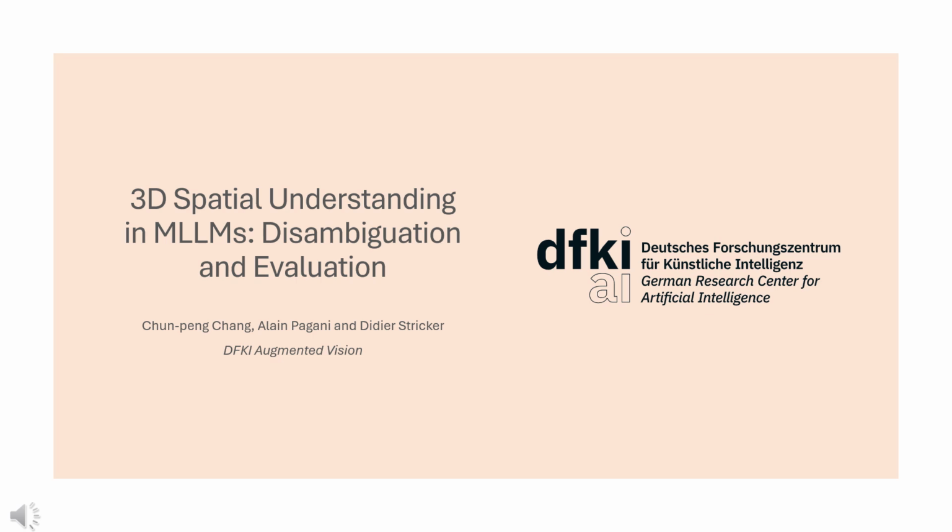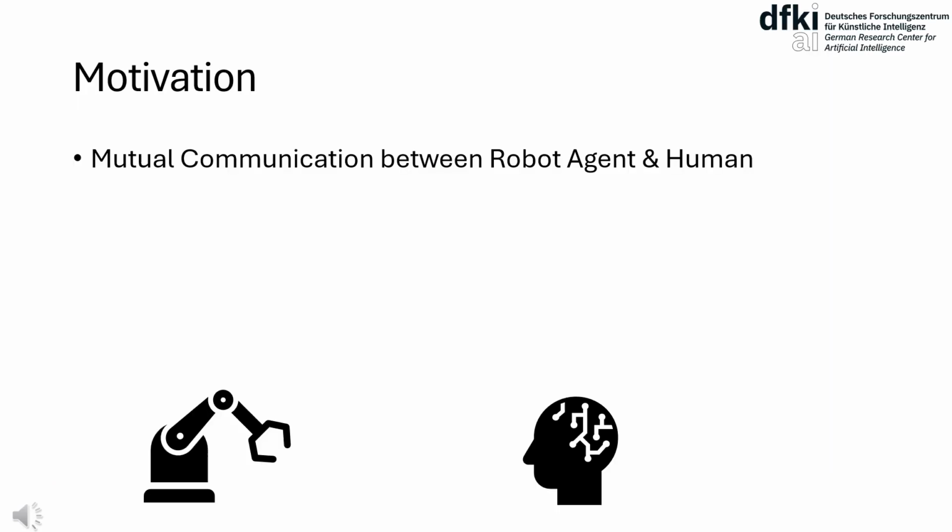Hello everyone, here we present our paper, 3D Spatial Understanding in MLLMs, Disambiguation and Evaluation. Our motivation is to enable smooth communication between robots and human workers, especially in spaces with many objects. To do that, robots need to understand spatial language clearly and avoid ambiguity in complex environments.